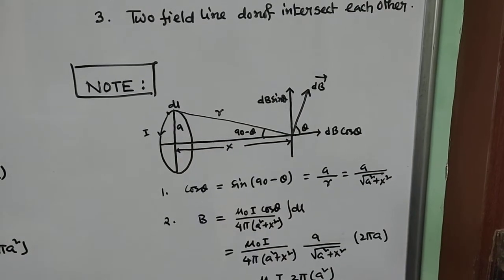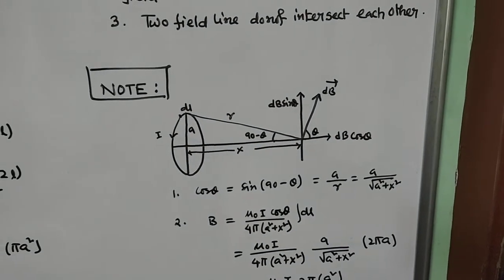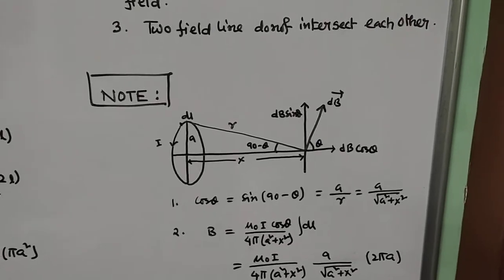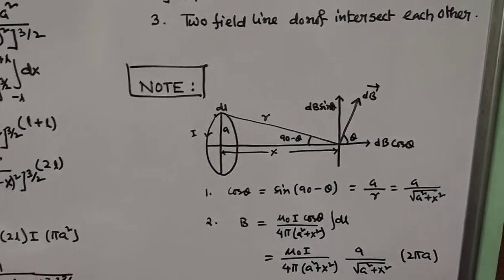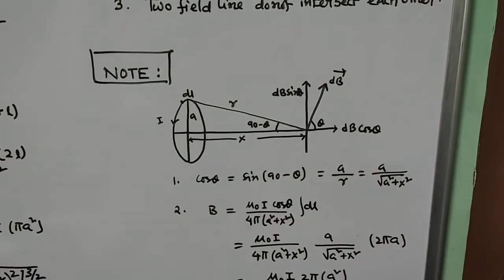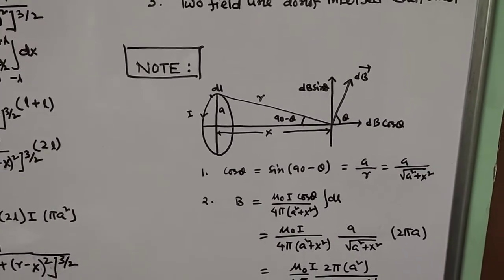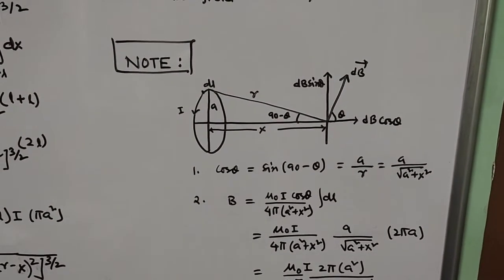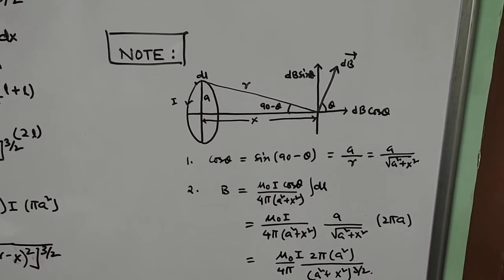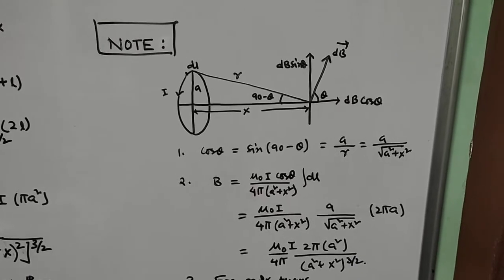So for every element you have a corresponding diametrically opposite element for which the magnetic field is there, and for that the component dB sin theta cancels out and dB cos theta gets added up. So ultimately if you want to find the magnetic field at a specific point at a distance x, what you have to do, you have to sum up all the dB cos theta for each of the elements.